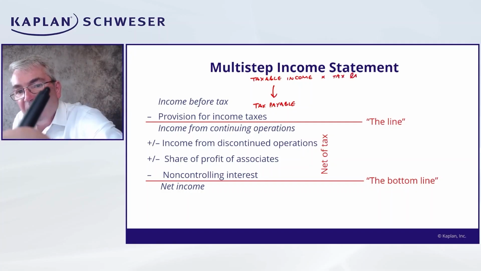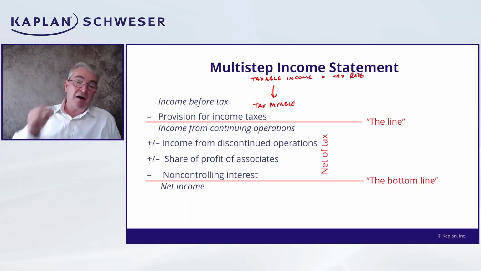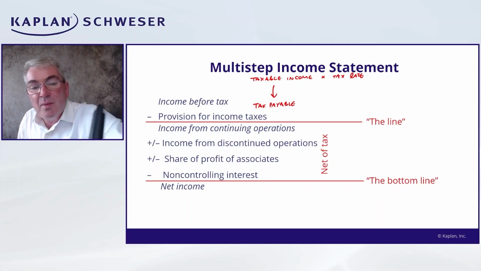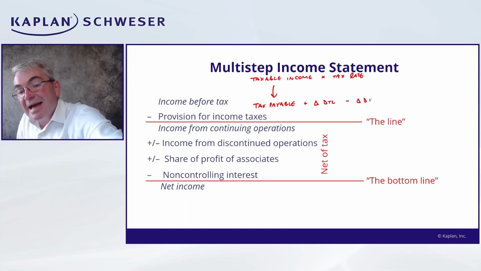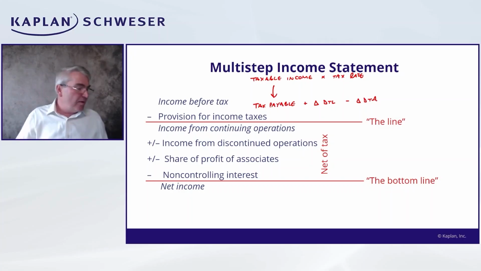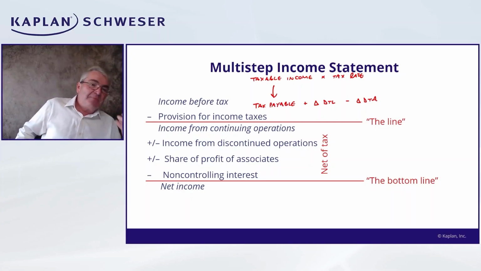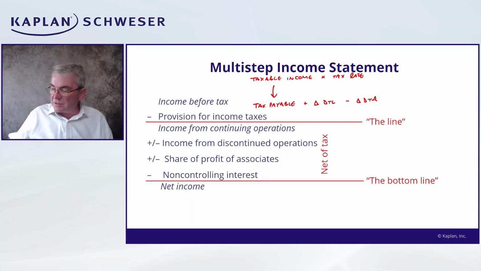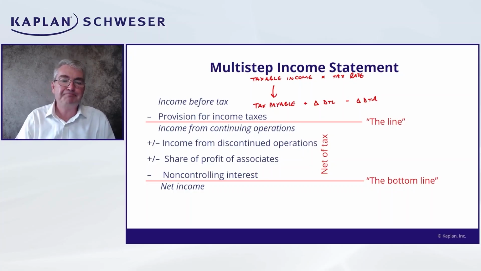I'll keep my pen down or it'll appear in the camera at the top of the screen. So taxable income times tax rate gives us our expected tax payable, but then what we're going to add on is change in deferred tax liabilities. Okay, and we're going to subtract change in deferred tax assets. I don't want you to get too worried about this right now. All I want you to be aware of at this point is when you look at income taxes, you are not simply seeing the amount that you think you owe the tax authorities. It is more complicated than that due to deferred tax liabilities and deferred tax assets.